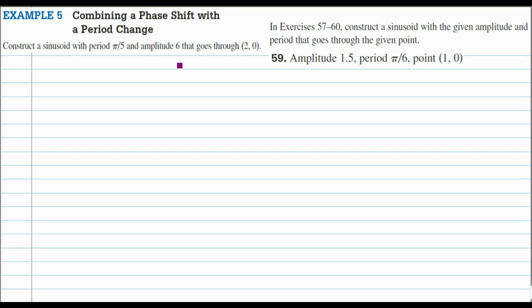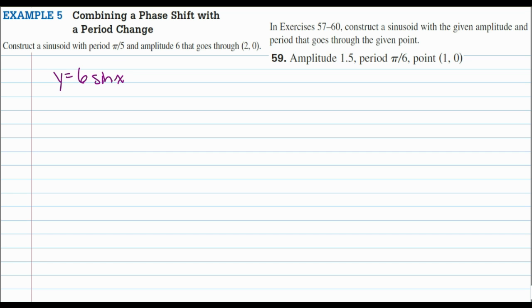First, I think the easiest change to manipulate in a sinusoid is the amplitude. If the amplitude is 6, this sinusoid is going to stretch from -6 to +6. So half the height of its wave is 6, which means the a value out in front is 6. So far we have 6 sine of x. That's got an amplitude of 6. Now we need to change the period to pi over 5.